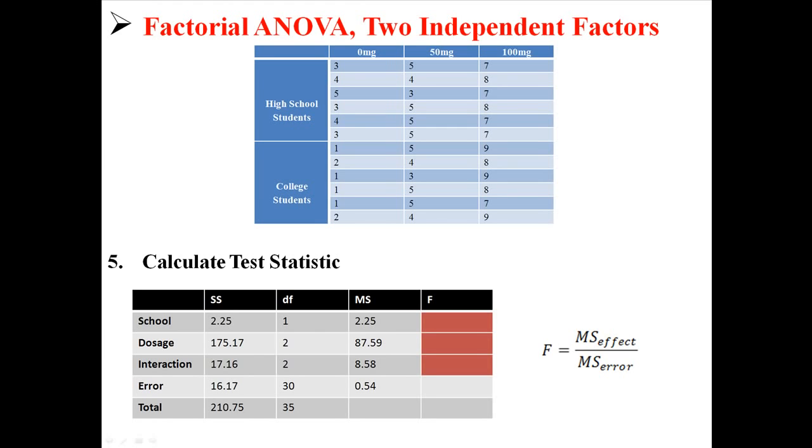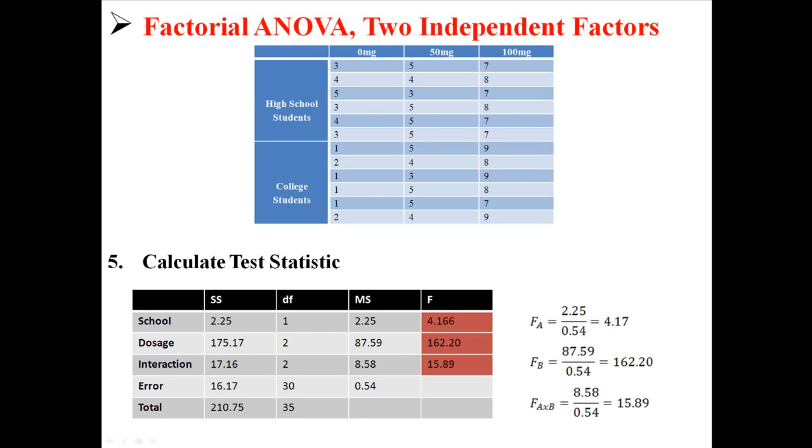Now our F statistics are always going to be MS effect divided by MS error. So for example, we're going to take the mean square for school and divide it by the mean square for error. We can take the mean square for dosage and divide it by the mean square for error. And we're going to take the mean square for the interaction and divide it by the mean square for error. So we get our 3 F statistics, 4.16, 162.20, and 15.89. And now we're almost done.